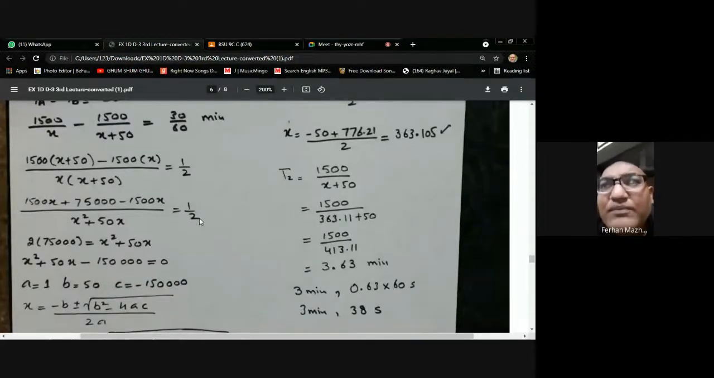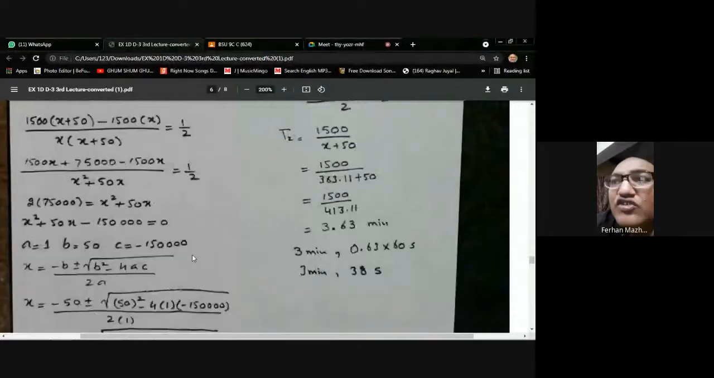So here you have 1 by 2. We will do the cross multiplication. This 2 multiplies with 75,000 equals this 1 multiplying with x squared plus 50x. So you have x squared plus 50x here. Then you bring this whole thing to the right side, so you have x squared plus 50x minus 150,000 equals 0. Now you can see this is a quadratic equation in its standard form.